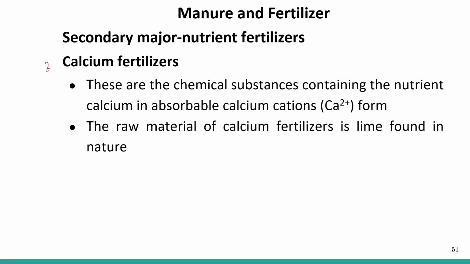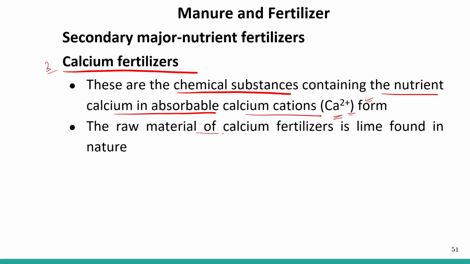Calcium fertilizer. Next example is the calcium fertilizer. These are the chemical substances containing the nutrient calcium in absorbable calcium cation, that is Ca2+ ion form. So this is present in the calcium ion form. The raw material of the calcium fertilizer is the lime found in nature. So from where do we get this calcium? We take lime for this calcium fertilizer. So lime is the raw material that is present naturally and that can be used for making calcium fertilizer.